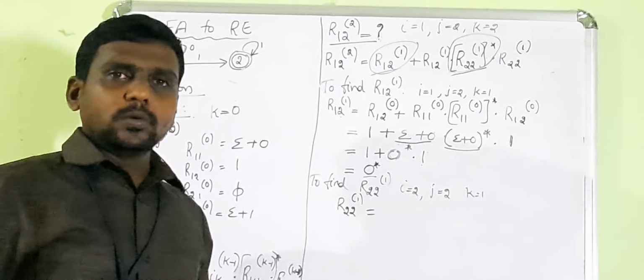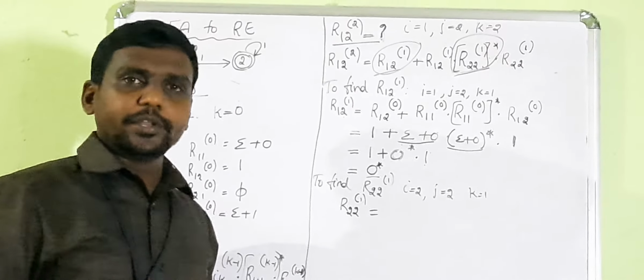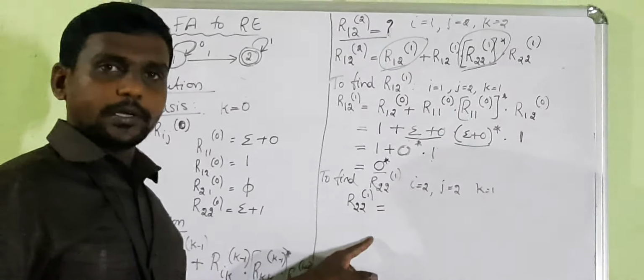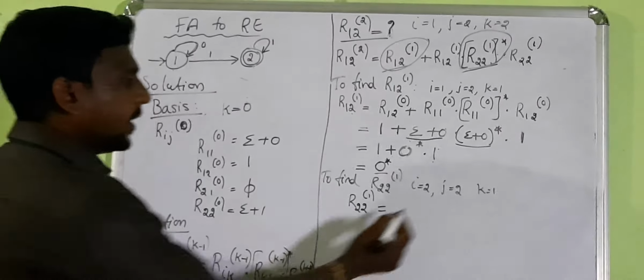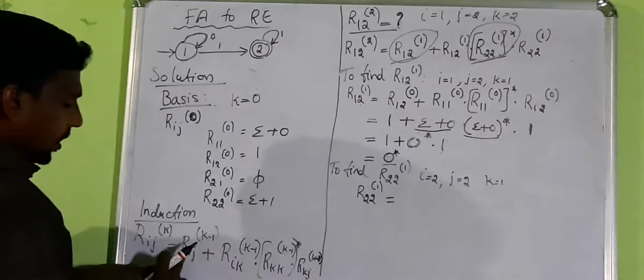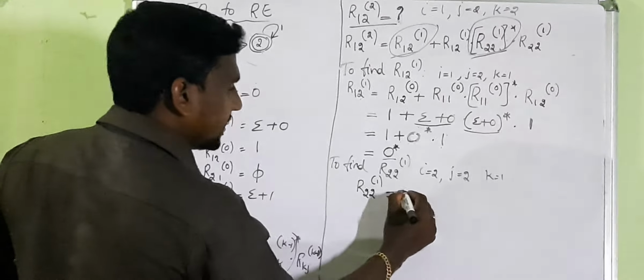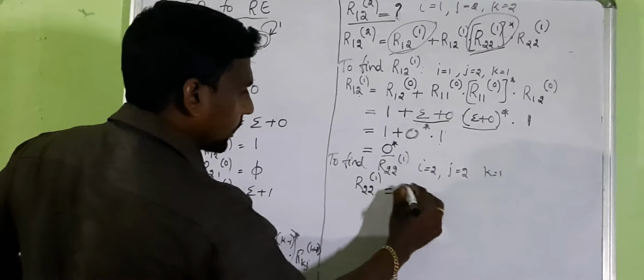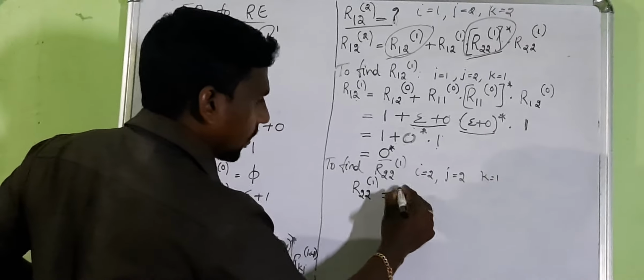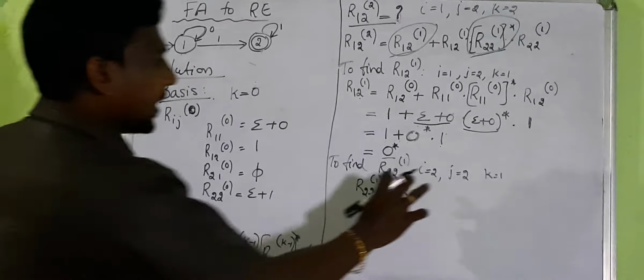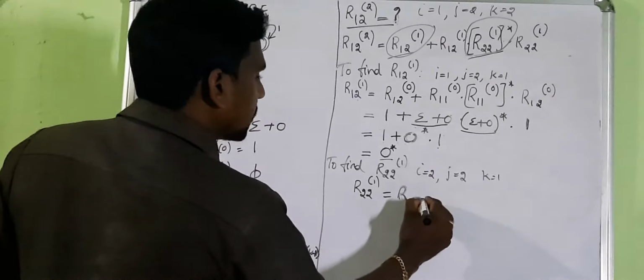Now R22 power 1 equals, I have to apply the I value, J value, K value in this formula, Rij power K. I value is 2, so J value is 2.